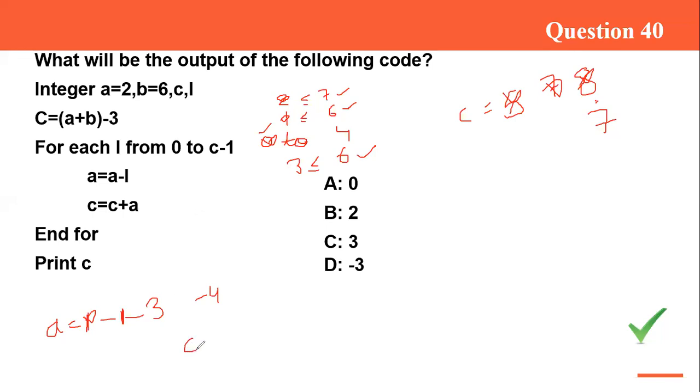Now C is equal to C plus A. C value was 7. 7 plus of minus 4. That means 7 minus 4 we have to consider. 7 minus 4 is 3. So the updated C value is 3.